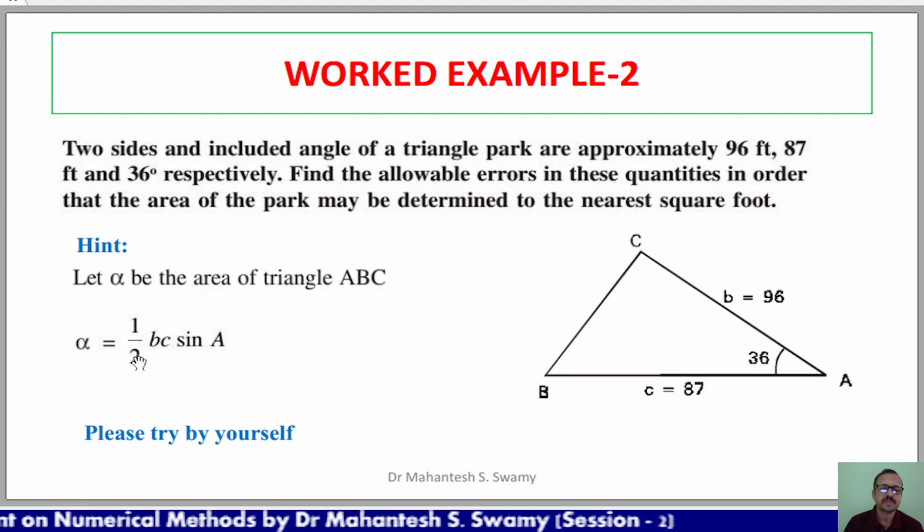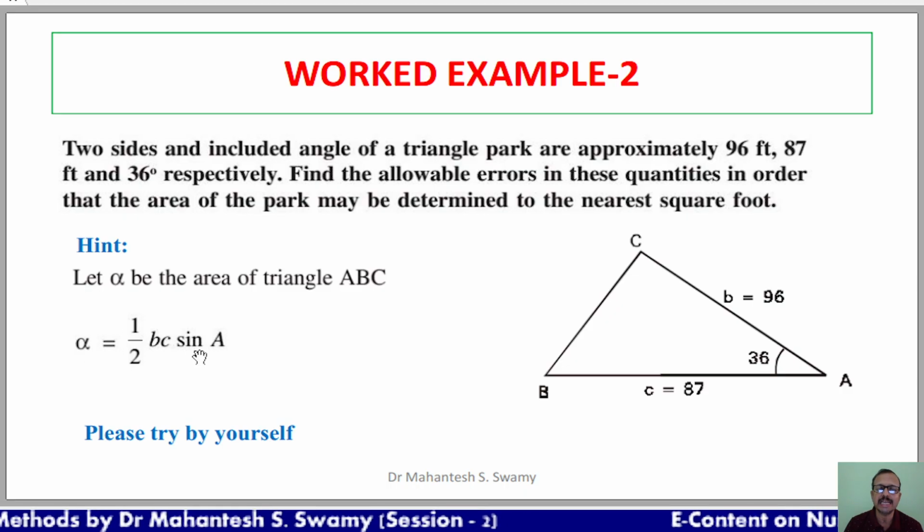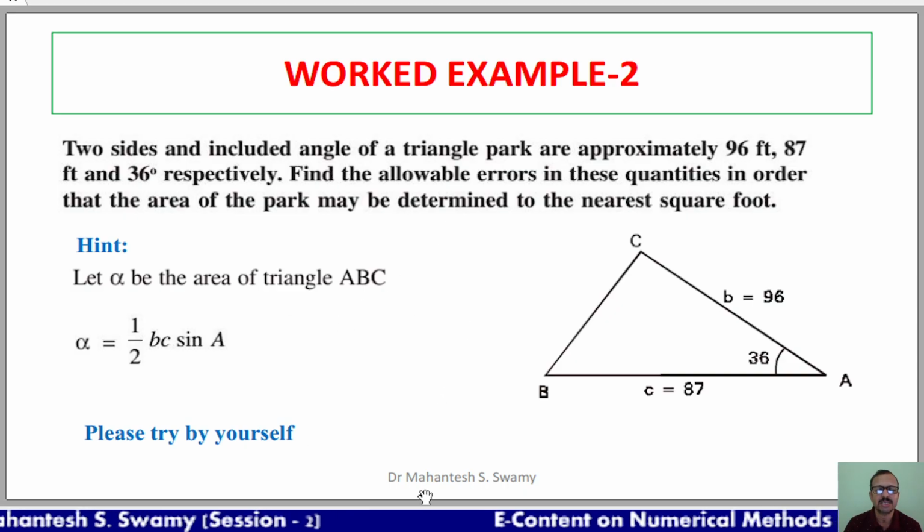So now you look at the hint which I have given to you. Let alpha be the area of the triangle. When two sides and the included angle are given, the area of a triangle is given by 1 by 2 BC sine of that angle A. So using this formula, we have to calculate the errors involved in B, C, and A. And this example is very much similar to the previous example. Please refer to the previous example and try to solve this example by yourself. This is an assignment question for you.